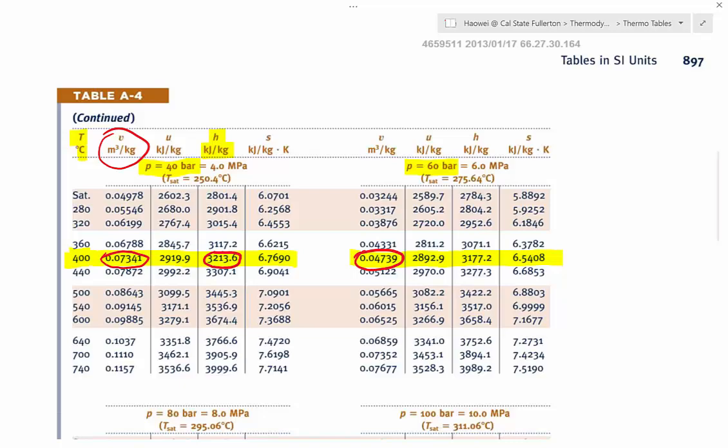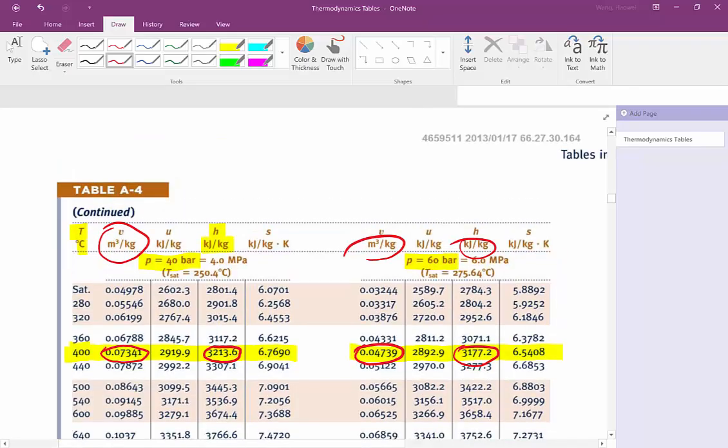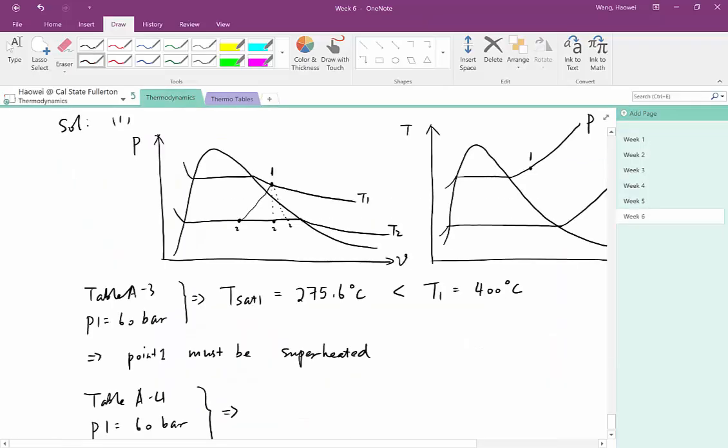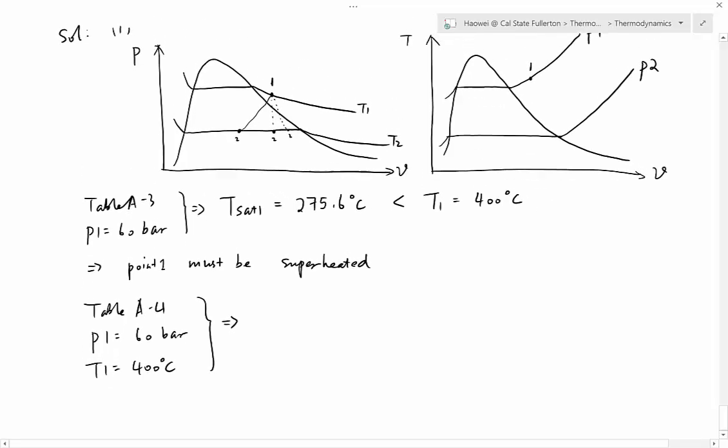The second property I'm going to write down for now is h, 3177.2. And do not forget the units. All right, so now let's go back to the table and write down what we found from the table. We found nu1, 0.04739 meter cubed per kilogram. We also found h1, 3177.2 kilojoule per kilogram. Okay, so now we're done with nu1.